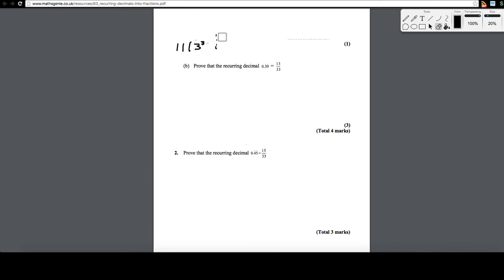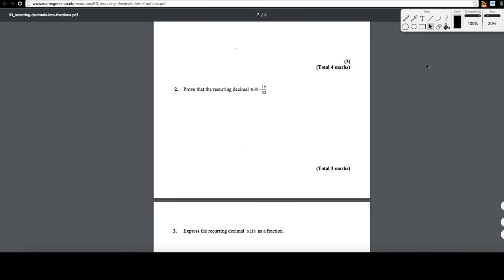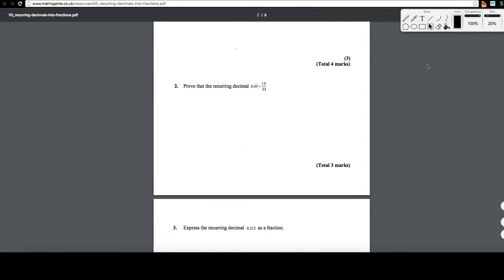So hopefully that helped. We're going to go over, did not mean for that to happen, but we're going to go over I think one more. It's a harder question. It's just showing what you would need to do when it's a tiny bit harder.